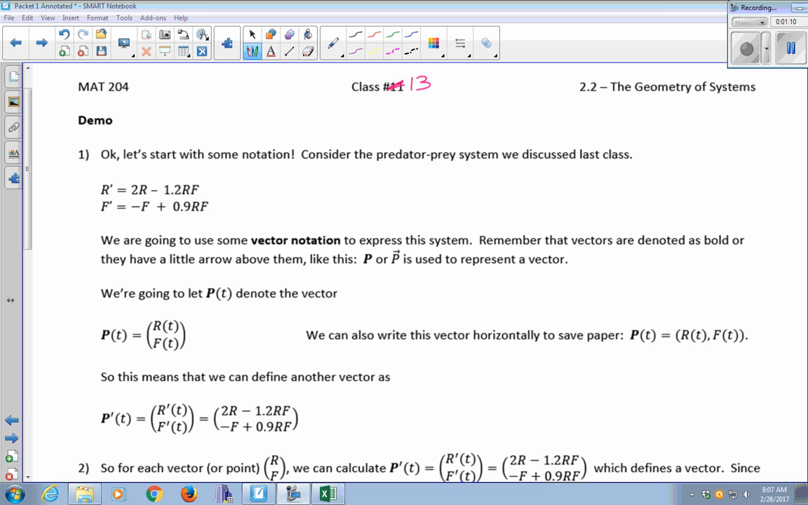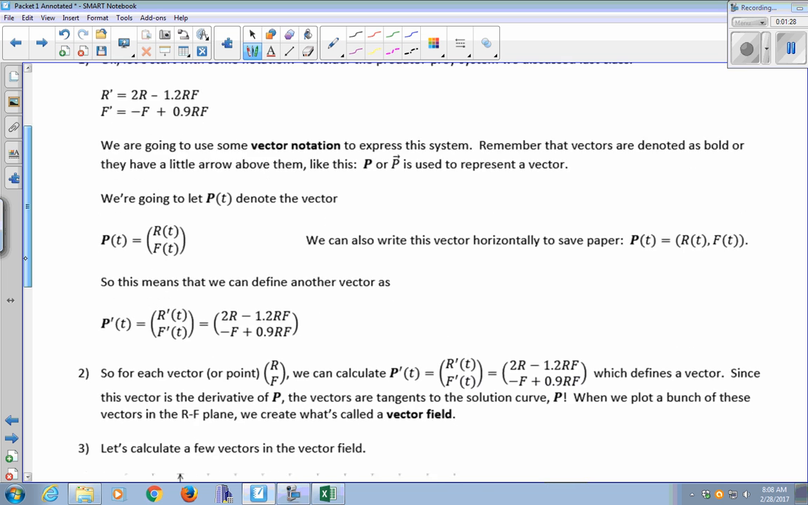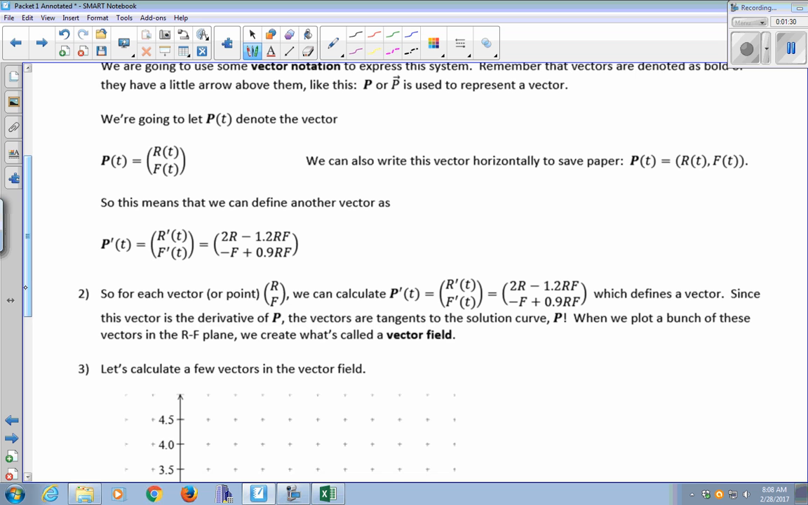Okay, so we're just going to start with some notation. Instead of writing things out as two separate equations, we're going to start writing things as a single equation, but with vector notation. So instead of writing r prime equals 2r blah, blah, blah, and f prime equals another equation, we're going to use a vector. So bold P is going to represent a vector valued function, right? So bold P contains an r of t and an f of t.